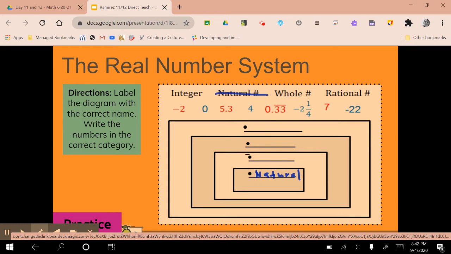The next category is whole. The third category is integer. And the biggest category is rational.